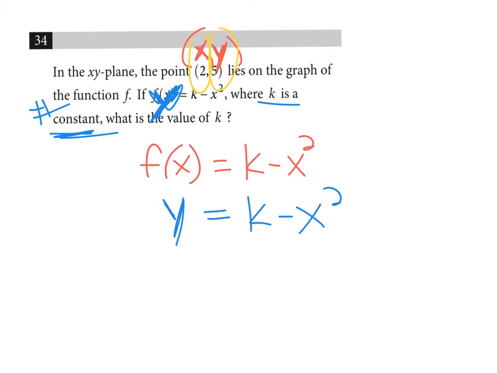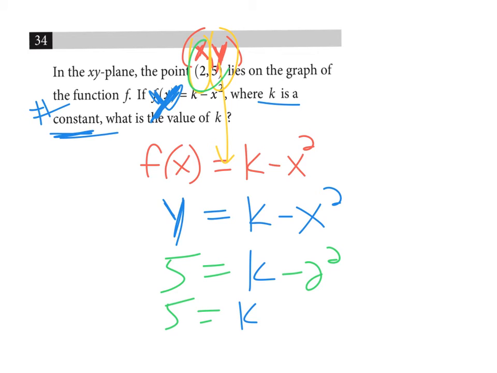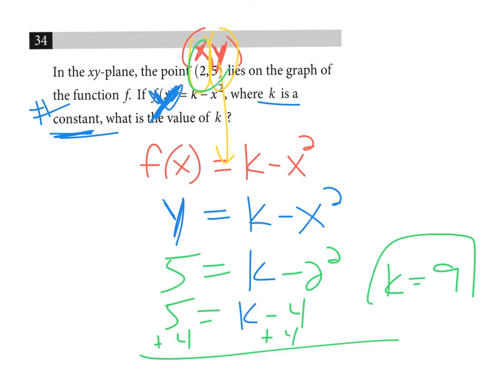So I'm going to plug those values in. y is 5. That equals k, which is what I'm trying to solve for, minus x squared. In this case, x is 2, so 2 squared. That gives me 5 equals k minus 4. When I add 4 to both sides, k is going to be equal to 9. That's the constant in this question, 9.